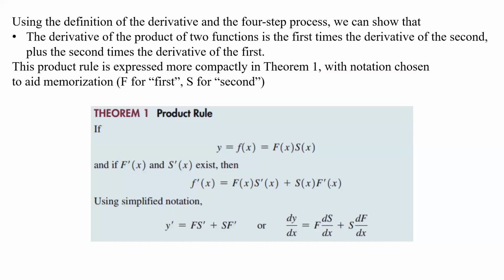Now, if we use other types of notation, we can use y prime is equal to f times s prime plus s times f prime, or dy dx is equal to f times ds dx plus s times df dx. And so this is the derivative of s with respect to x, which is s prime, and this is the derivative of f with respect to x, and that's our f prime.